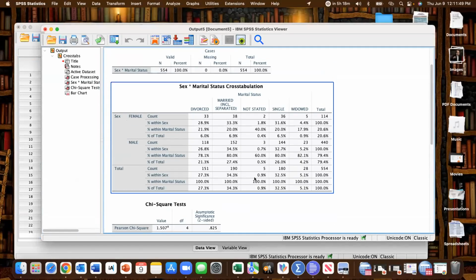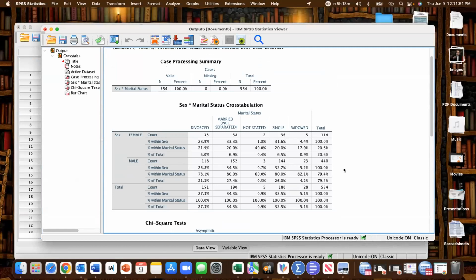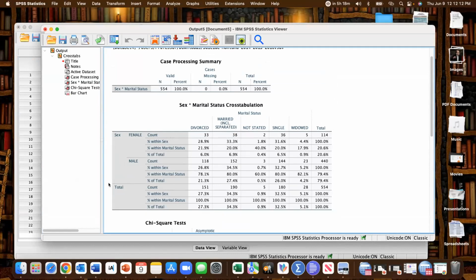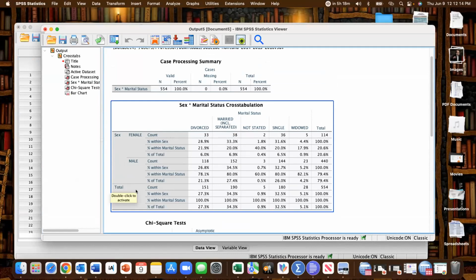All right. So this is a crosstabs table. We have marital status on the column. So we have divorced, married, including separated, not stated, single, or widowed. So these are our columns. In our rows, we have females and males, and then I did call for a total column. So what can we interpret from this?